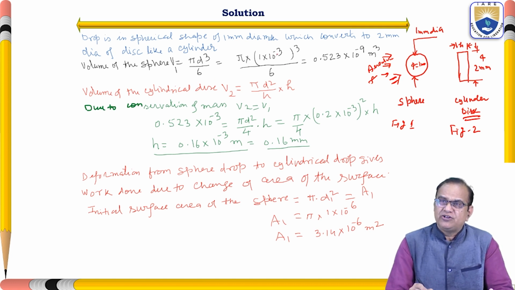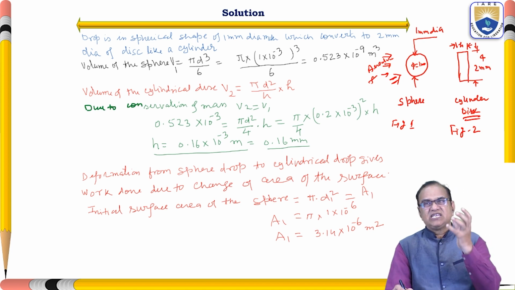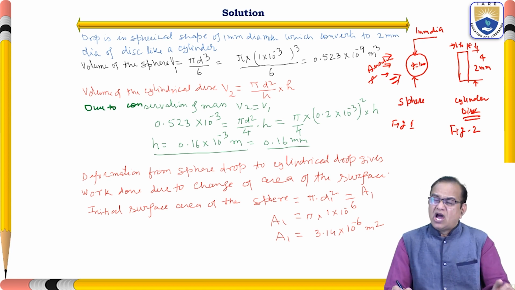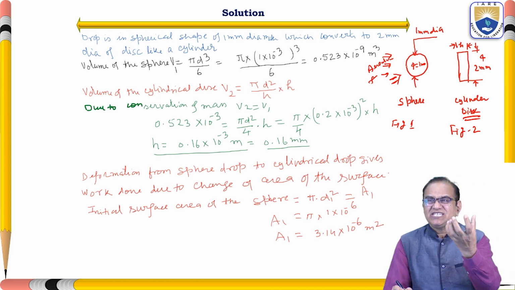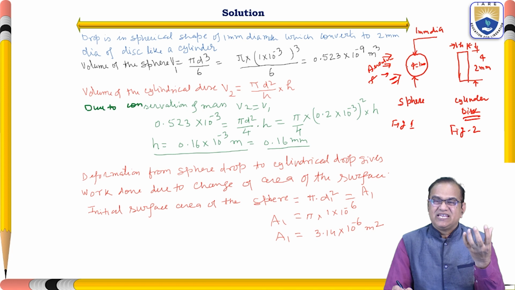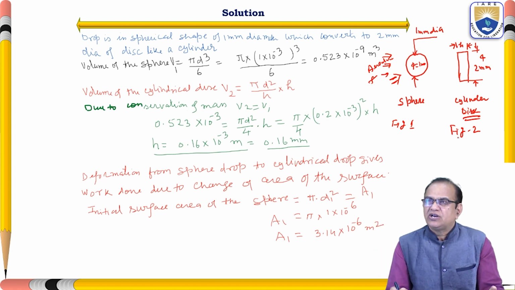So (1 × 10^-3)^3 divided by 6. By solving this, we will get 0.523 × 10^-9 meter cube. This is the whole volume of this sphere. Now this sphere, the same amount of liquid which is a part of the sphere, is now converted to a disk as shown in figure 2.